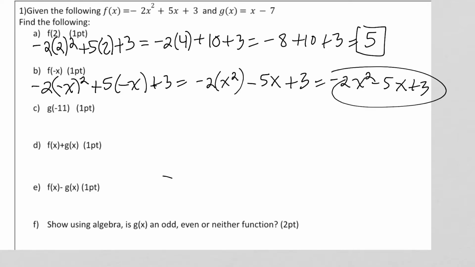All right, C, g of negative 11. So we're plugging in negative 11 for the g function. So it's negative 11 minus 7, which is negative 18.